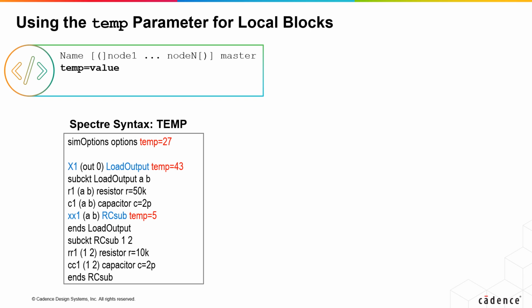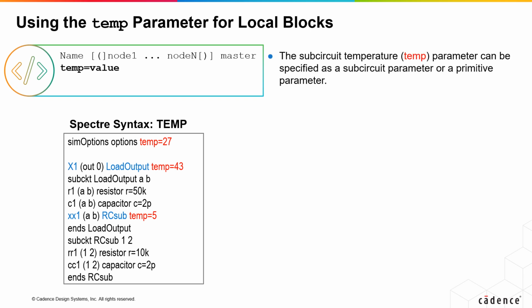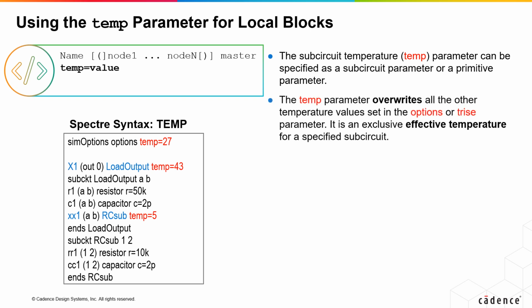Similar to the temperature rise parameter, you can specify the temperature temp parameter as a subcircuit or a primitive parameter in an instance statement. The temp parameter overwrites all the other temperature values set in the options or tRise parameter, and the subcircuit will be simulated at that temp value. In fact, it has an exclusive effective temperature effect for that specified subcircuit.